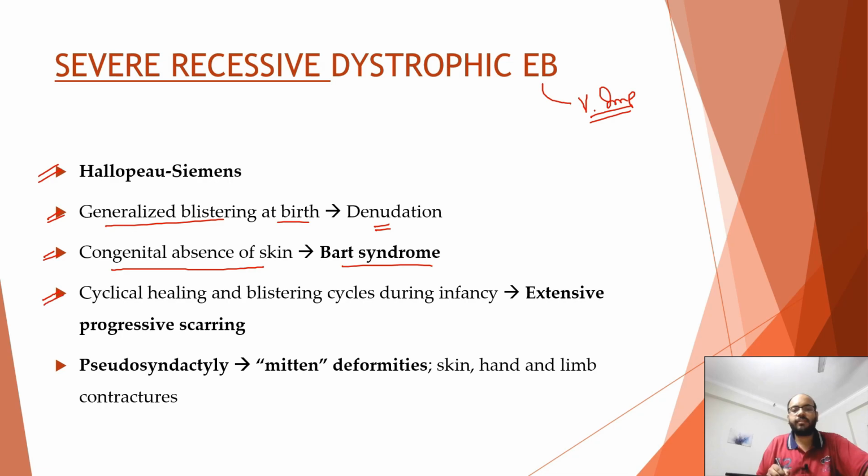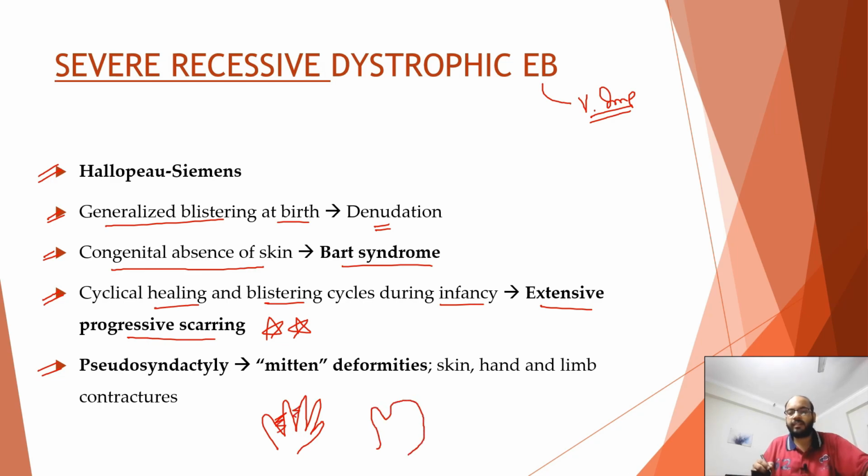There are multiple cycles of healing and blistering during infancy, and this healing, blistering, healing, blistering leads to extensive and progressive scarring of the skin. So this is an important point. Extensive and progressive scarring. There's also pseudosyndactyly leading to mitten deformities. So if you have a hand here and there is significant scarring, so much scarring that the fingers join together to form a mitten. A mitten is like the oven glove that you use to take things out of a hot oven. So this becomes a mitten-like deformity. These are known as mitten deformities because of excessive skin scarring, and hand and limb contractures.